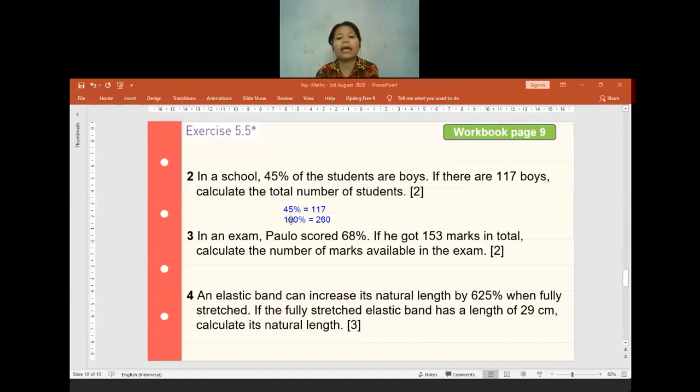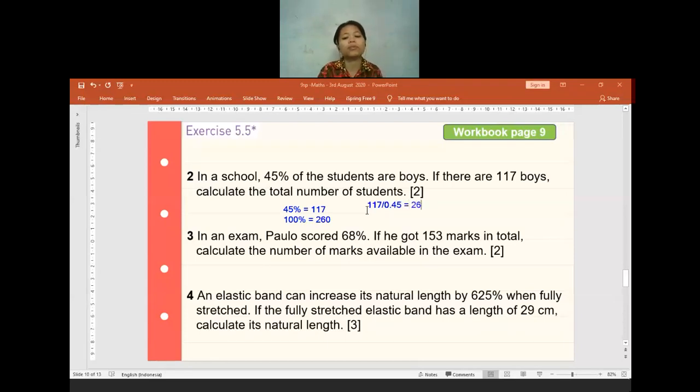No, right? And now our question is the total number of students. When we are going to find the 100%, you can directly divide the number by the multiplier, 117 divided by 0.45. Like the previous question 1AB, when we have the percentage and are going to find the original, we can directly divide the value by the percentage given, 117 divided by 0.45. The answer is 260. This is the first step.